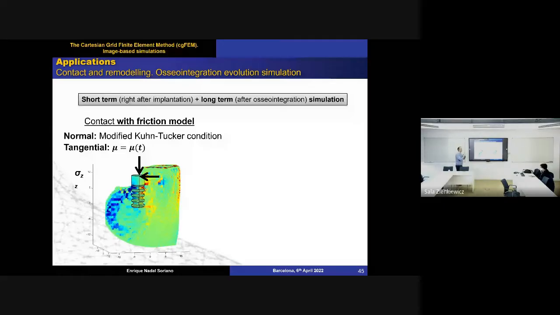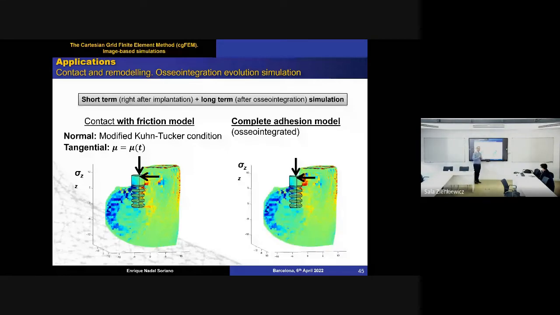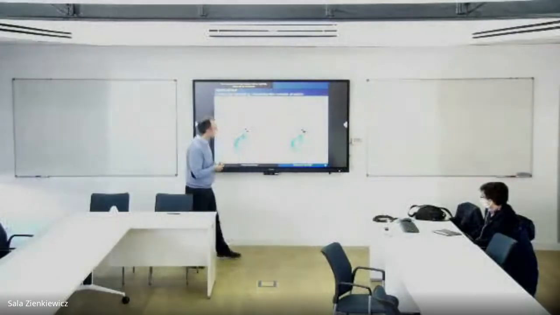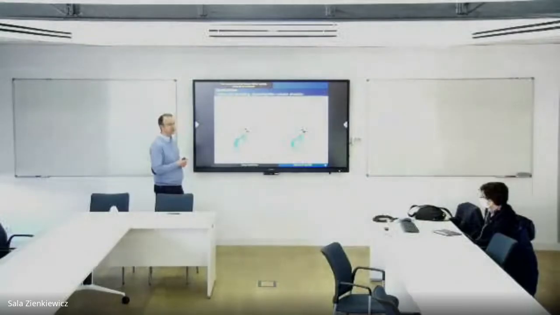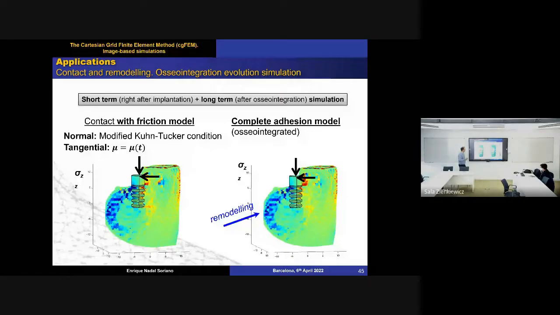Then when time passes, the implant is osseointegrated. So this is not contact anymore, okay? Or it is a stick. But what remains here is that we consider the same bone at the beginning and at the end. But this is not true, because when I put the implant, the bone changes. So we also need to take into account the remodeling process.